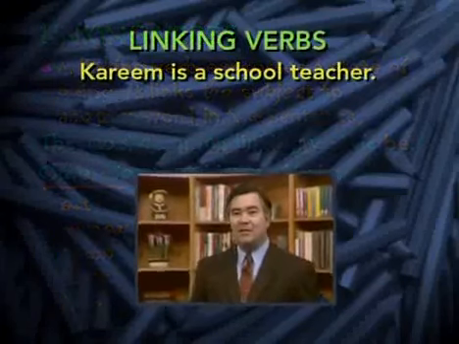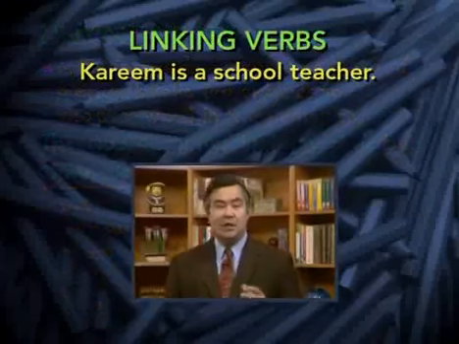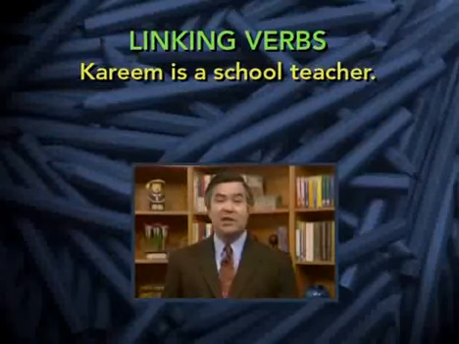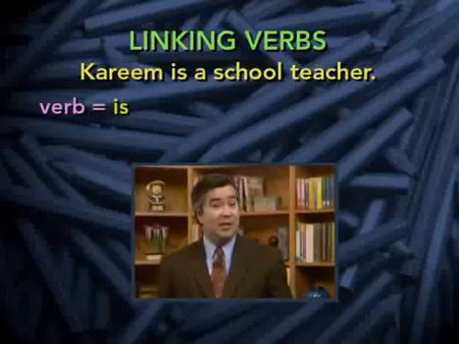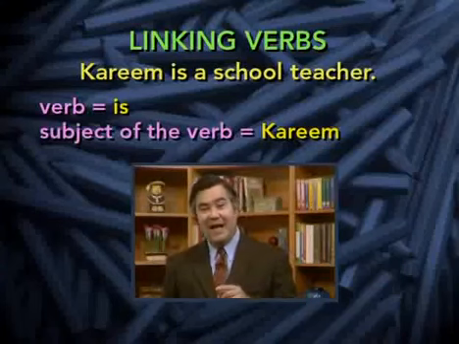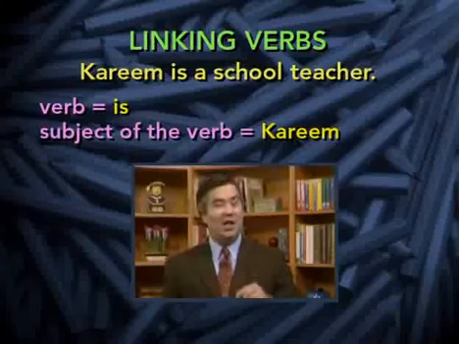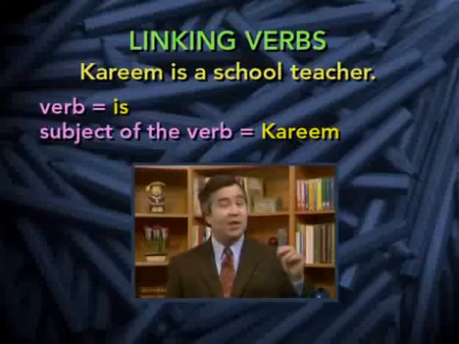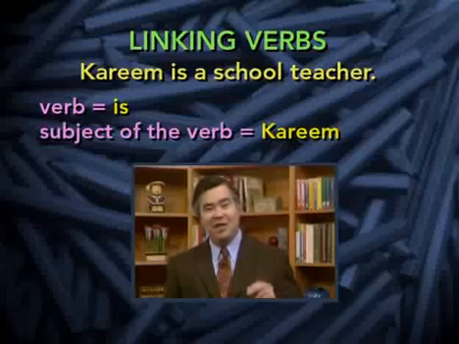Here are a couple of examples. Karim is a school teacher. We said a moment ago that the verb to be is the most common linking verb. Here's an example of a form of the verb to be. The verb is. What's the subject of the verb is? Karim. Karim is the one who is. And following the verb is, we're told exactly what Karim is. A teacher, or specifically a school teacher.